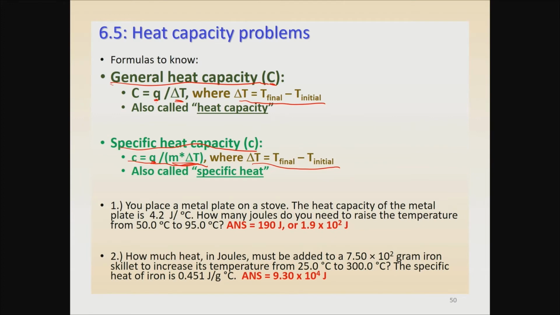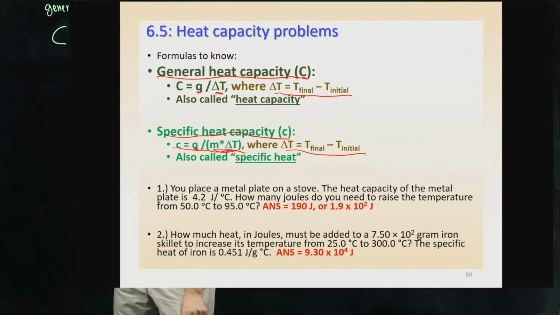Let me read out question one. Question one reads as follows. You place a metal plate on a stove. The heat capacity of the metal plate is 4.2 joules per degree Celsius. How many joules do you need to raise the temperature from 50 degrees Celsius to 95 degrees Celsius? Okay, so let me go to the board and solve the problem.